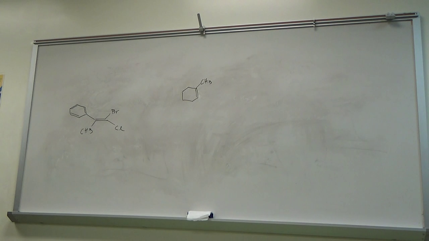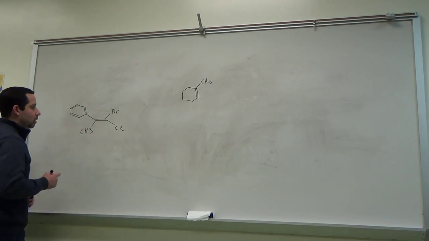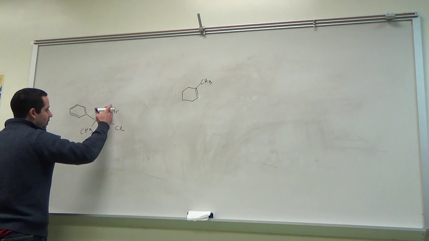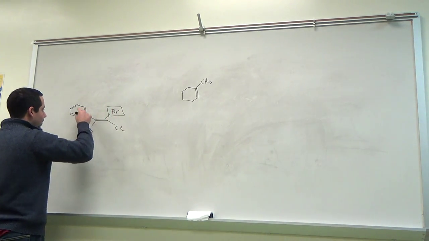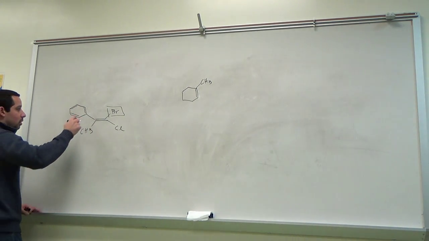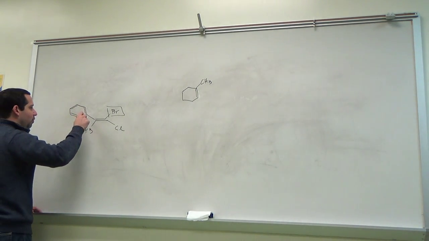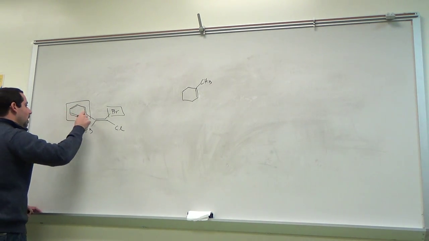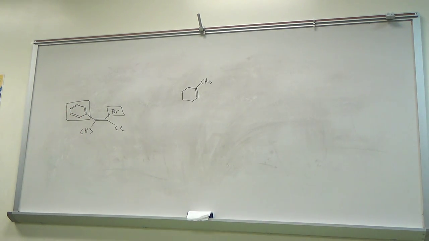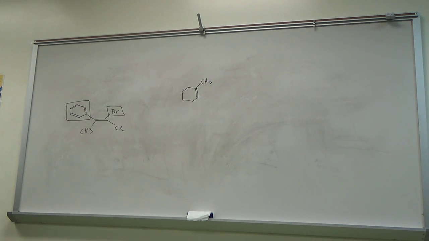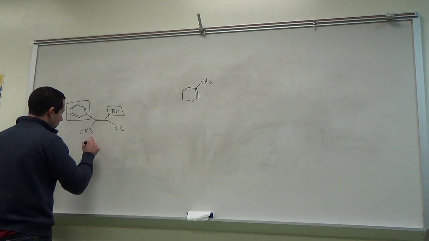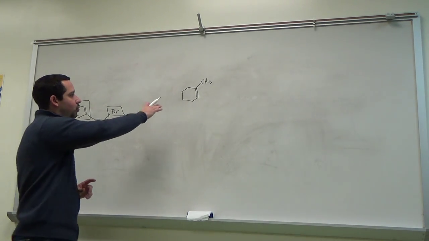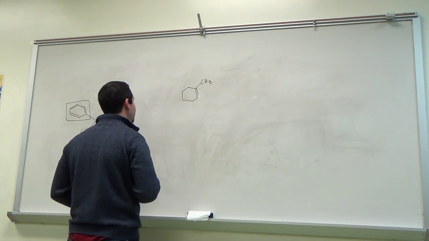So what's this? E or Z? Z. Highest priority from these two, the side of the double bond. Highest priority from these two. The ring. It's called the benzene ring. Benzene. Okay, so that happens to be Z. And this is what? Cis or trans, or E or Z?